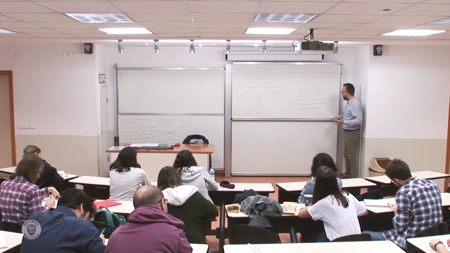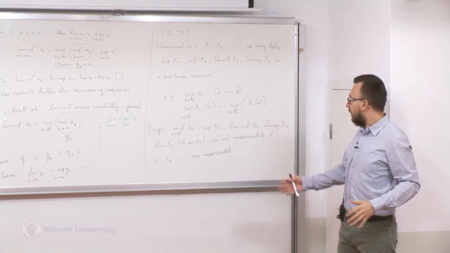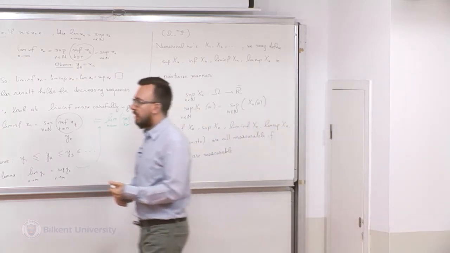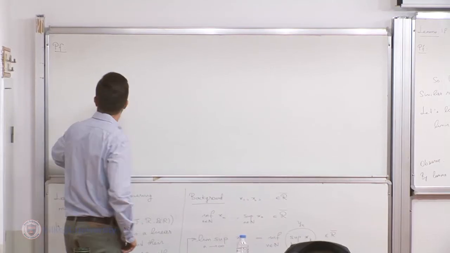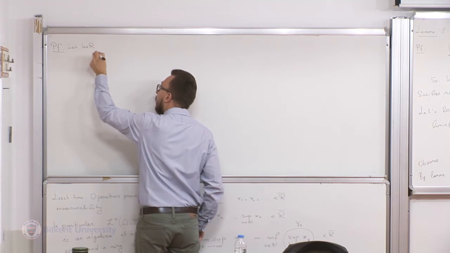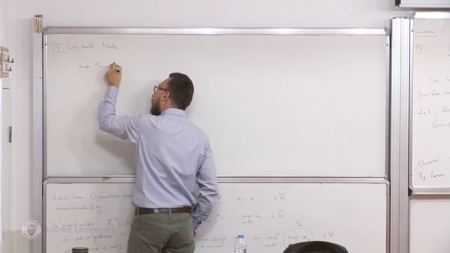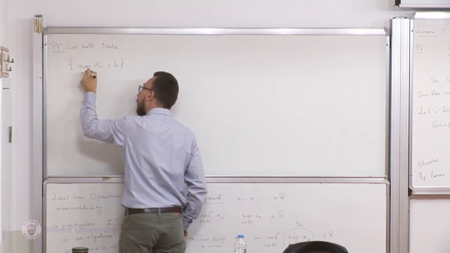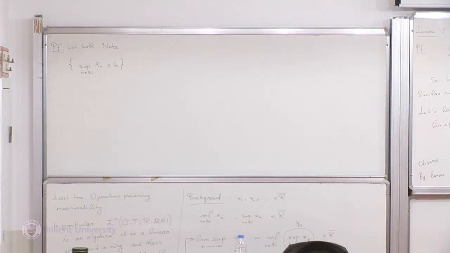For instance, we can look at the event that the supremum of xn is less than some fixed value b and show that it is a measurable set, right? This was enough to show that a numerical random variable is measurable. So let's start with supremum, okay? This is an event in F. So what does that mean? Supremum of xn is less than or equal to b. Supremum of a sequence is less than b.